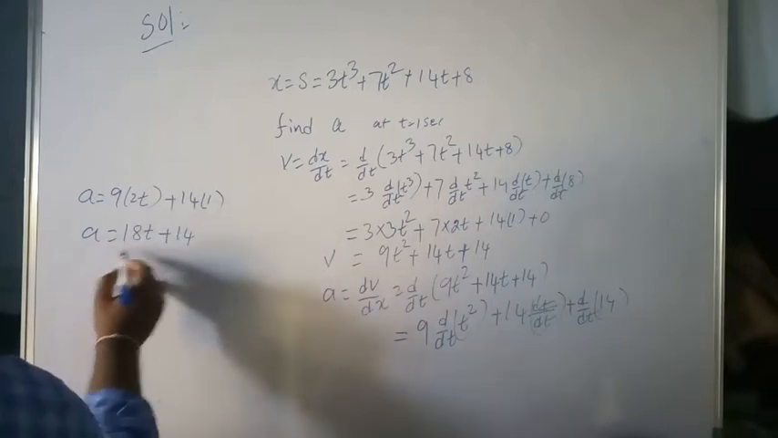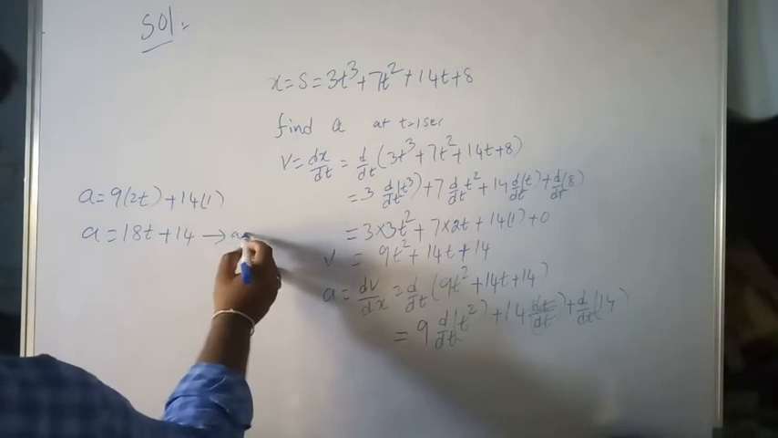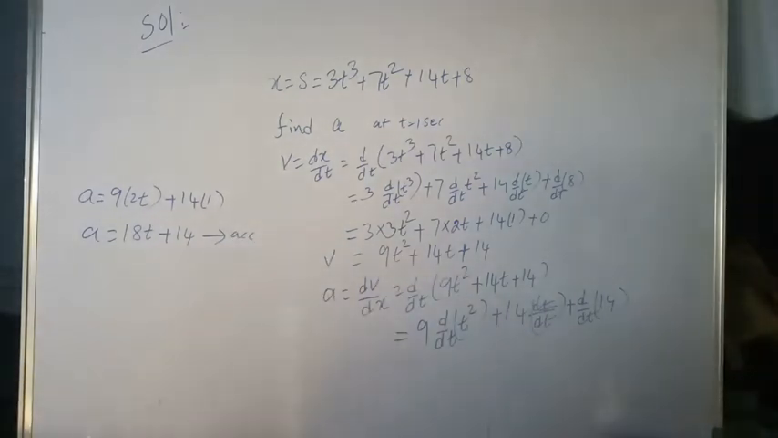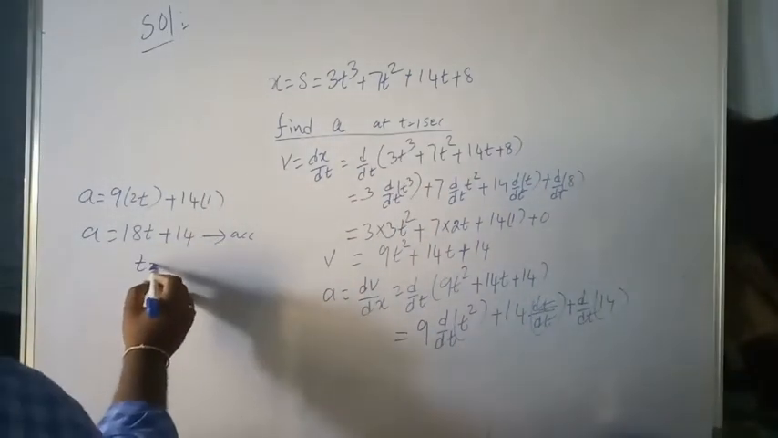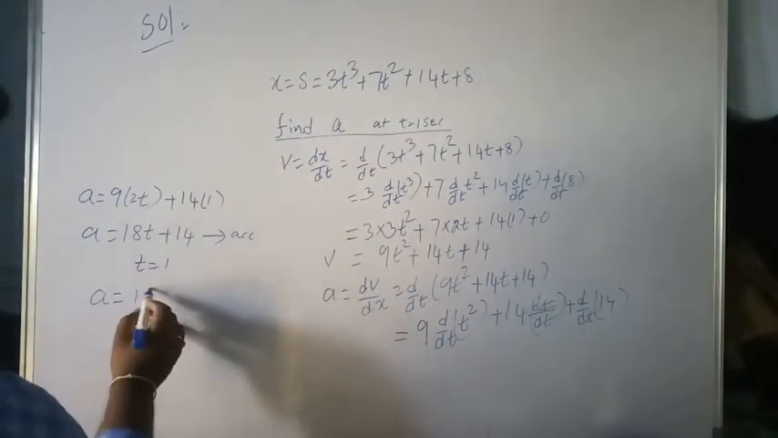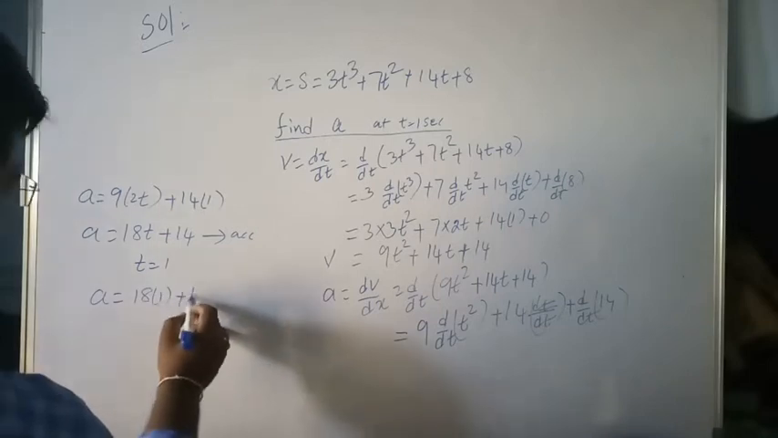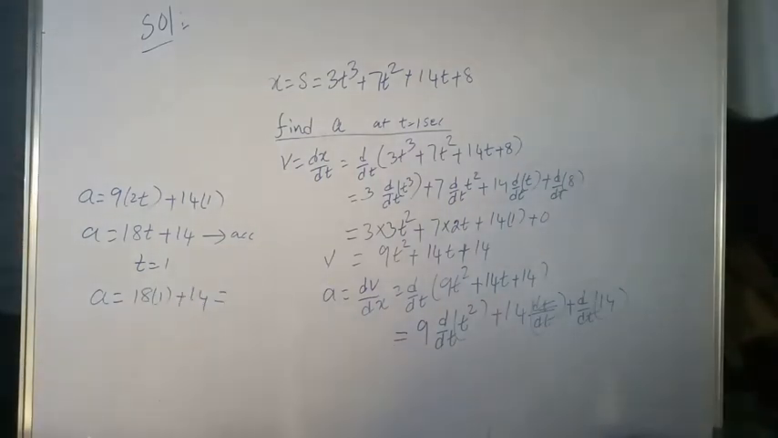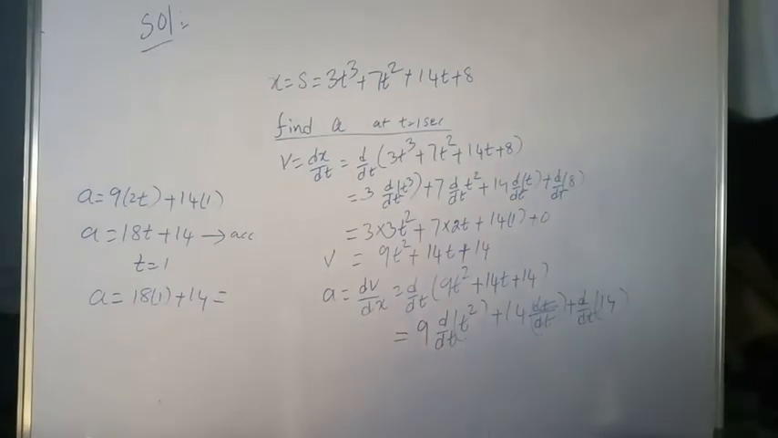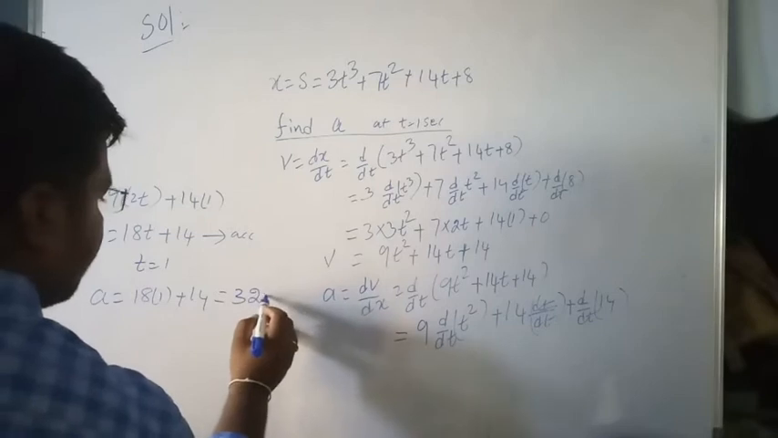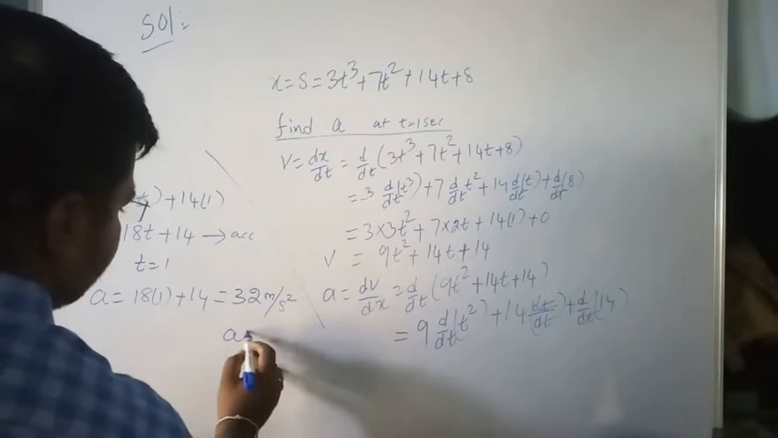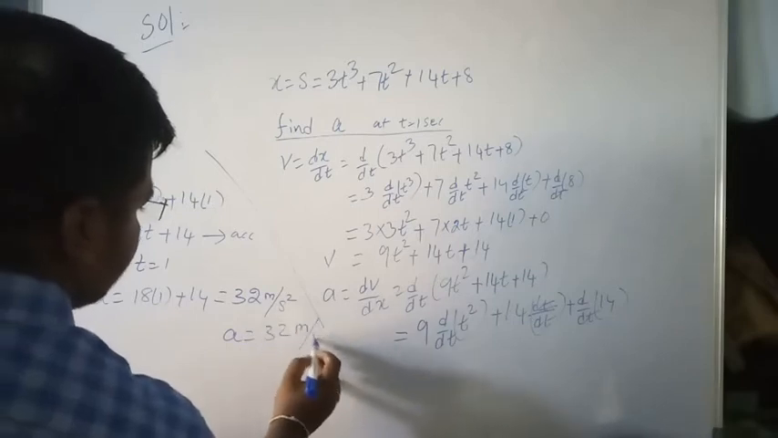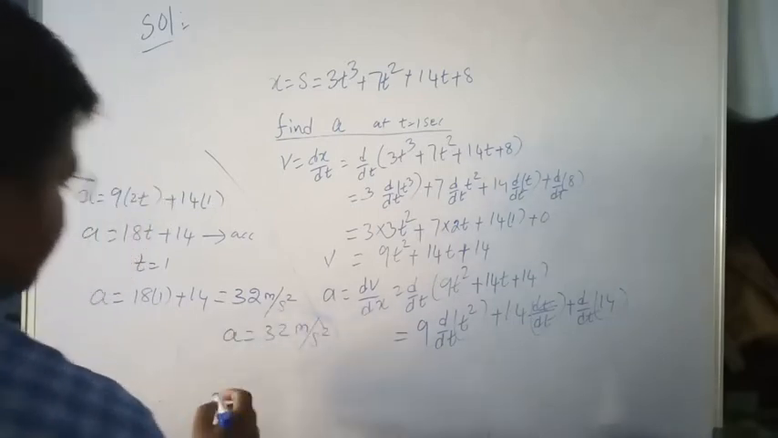So this is the acceleration equation. What we have to find is the acceleration at t is equal to 1. We have to substitute t is equal to 1 in this equation. A is equal to 18 into 1 plus 14, 18 plus 14, 32 meter per second square. A is equal to 32 meter per second square. This is the answer.